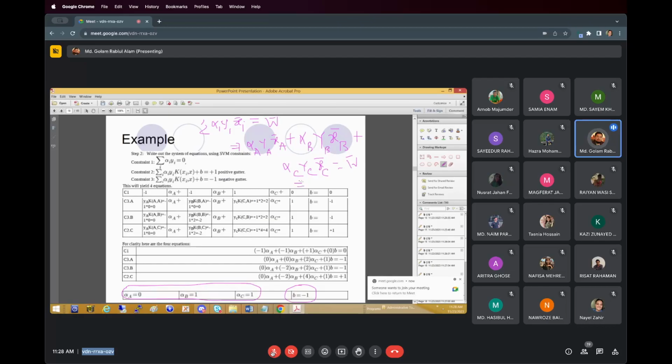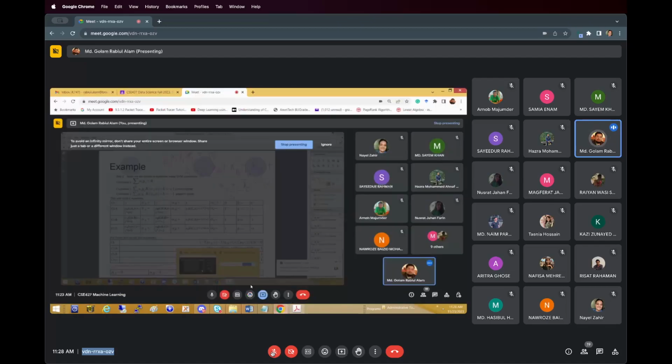Now we need to just put those values, while students are joining.